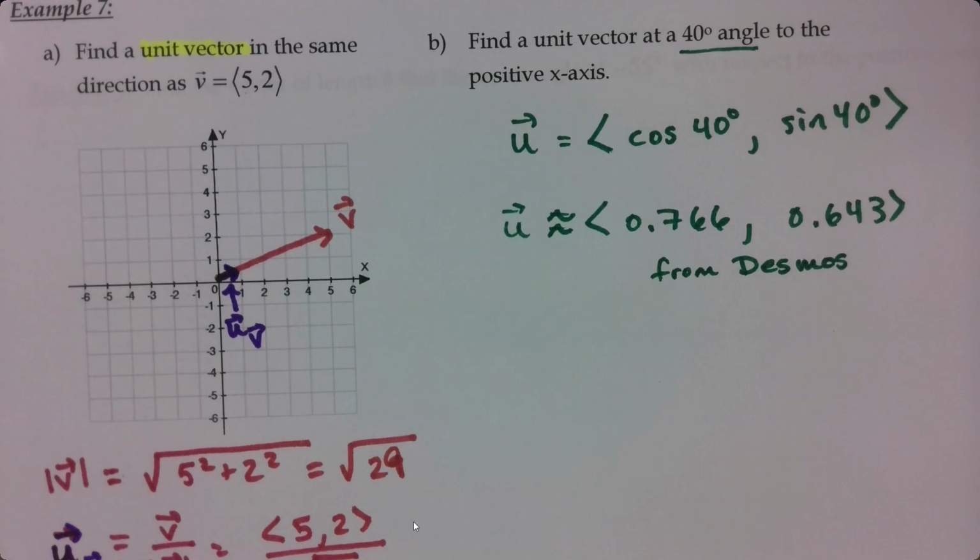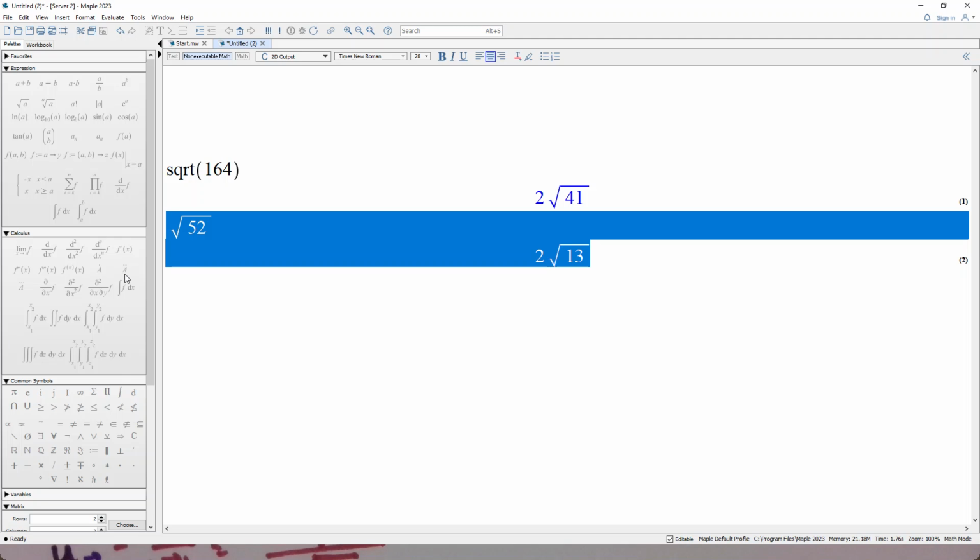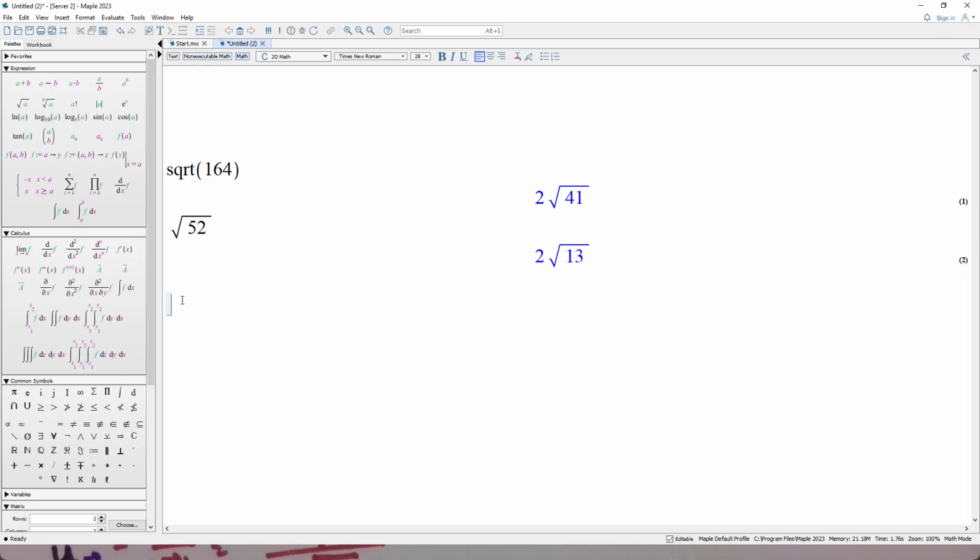Now, with Maple, it's a bit more complicated. Maple doesn't take degrees as a standard rule. So you have to convert your degree measurement of 40 degrees to radians. And the command for that is the convert command. And you tell it 40 and then the word degrees, comma, radians, and then you have it.